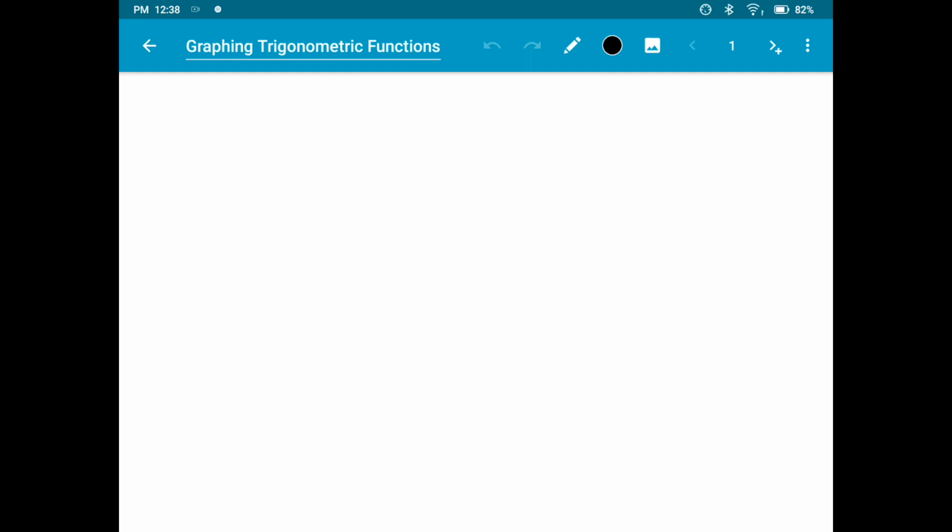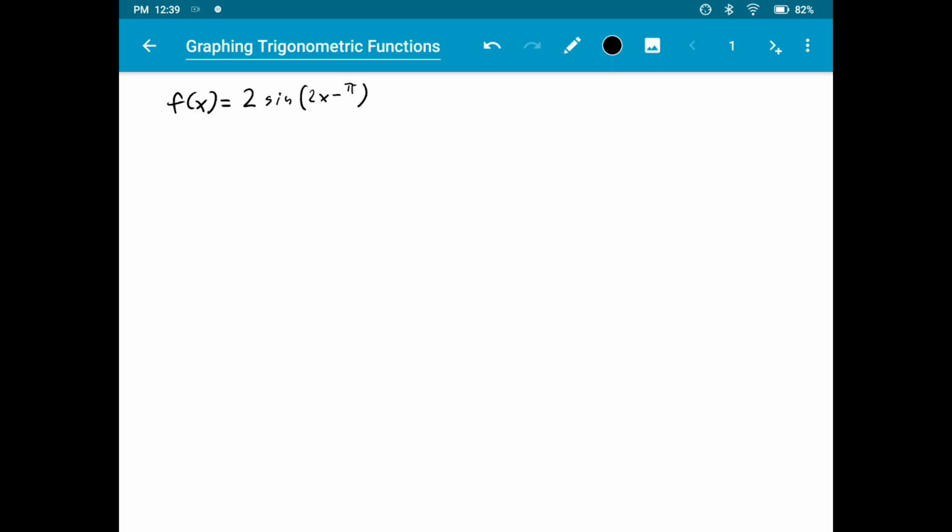This time we are going to look at graphing trigonometric functions. To graph trigonometric functions, it's always good to start with sines and cosines. So let's start with a function like f of x is equal to 2 sine of 2x minus pi.